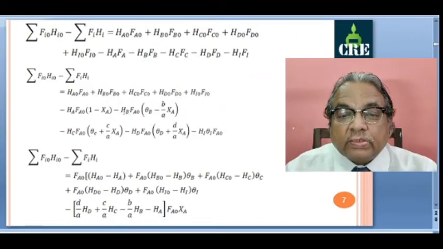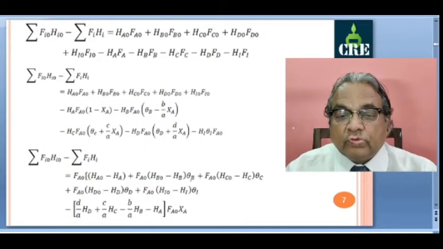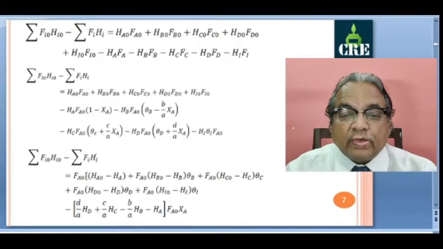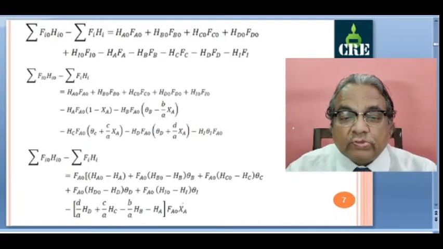We have minus Hb Fa0 into theta b. So this is minus Hb theta b Fa0. Similarly, all these terms you can collect, and also we have these terms with minus sign. So minus d by a Hd into Fa0. Fa0 is common, we have taken it outside the bracket.